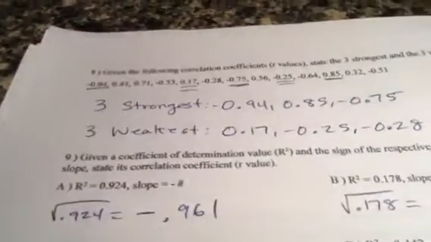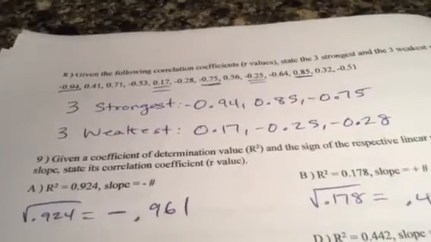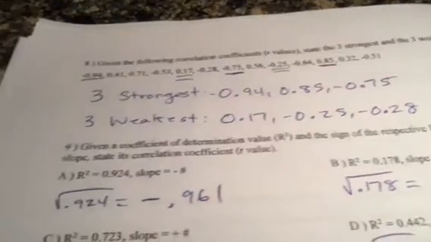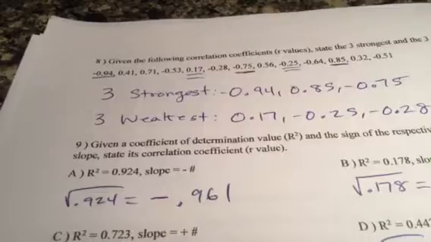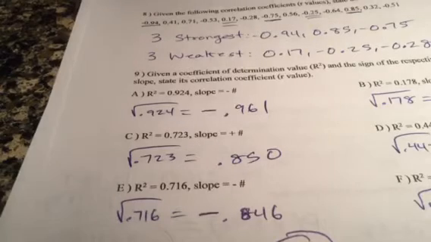Folks, what we do next, looking at correlation. The three strongest would be the ones that have an absolute value closest to 1. And the three weakest would be the ones with an absolute value closest to 0. All right, if I give you the coefficient of determination, r squared, to find r, just take the square root of that. The slope is going to have the same sign as your correlation coefficient. So if slope is negative, your r is also negative.